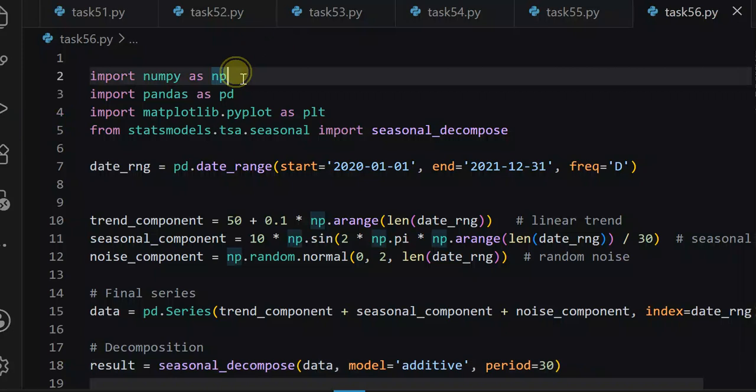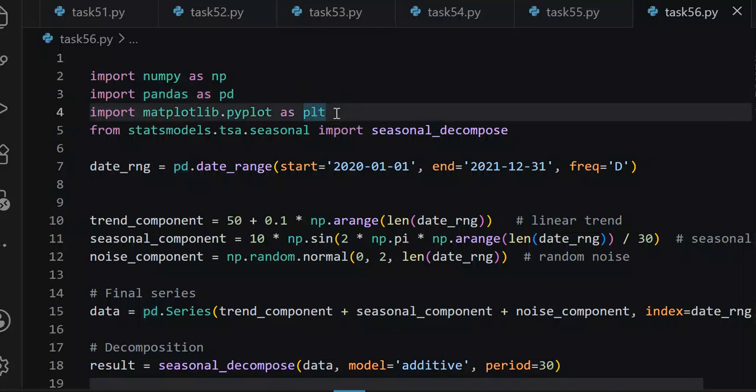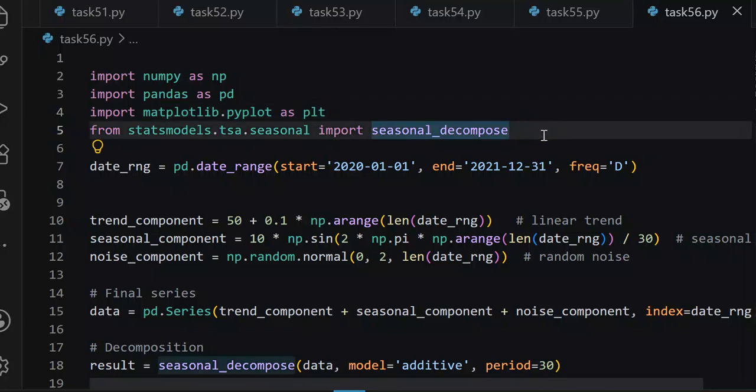First one is NumPy, which is used for mathematical calculations, creating trend and seasonal values, and generating random noise. Second one is Pandas, which is used for creating time series data and handling dates and indexes. Third one is the matplotlib library, which is used for displaying the graph. Then seasonal_decompose, which is used to break the time series into trend, seasonal, and residual.